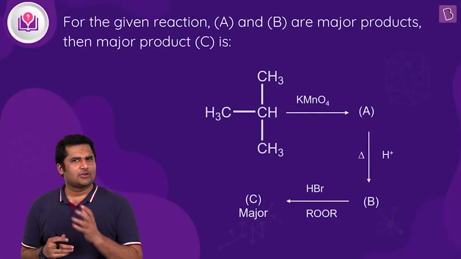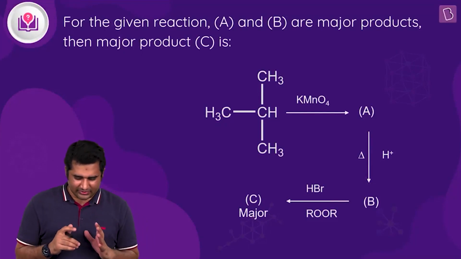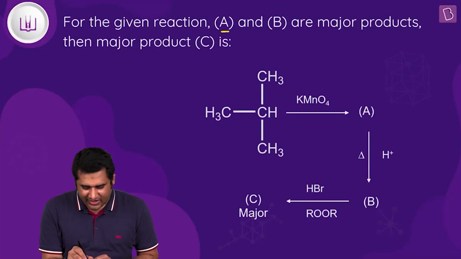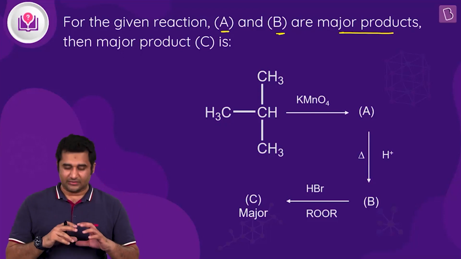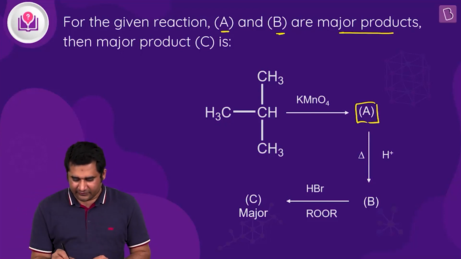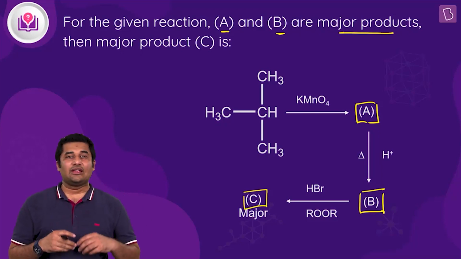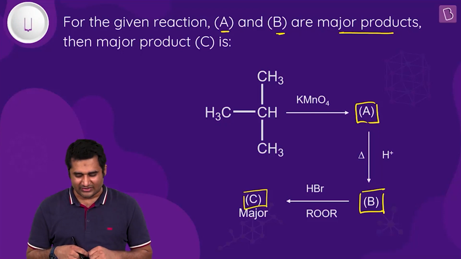Hi, let's have a look at this question. In this we are given a sequence of reactions, and for the given reactions A and B are the major products. As you can see here, for the first reaction A is the major product, for the second B is the major product, and for the third one C is the major product. Now what we have to find out is the major product C. All right, so we have to find out the major product C.